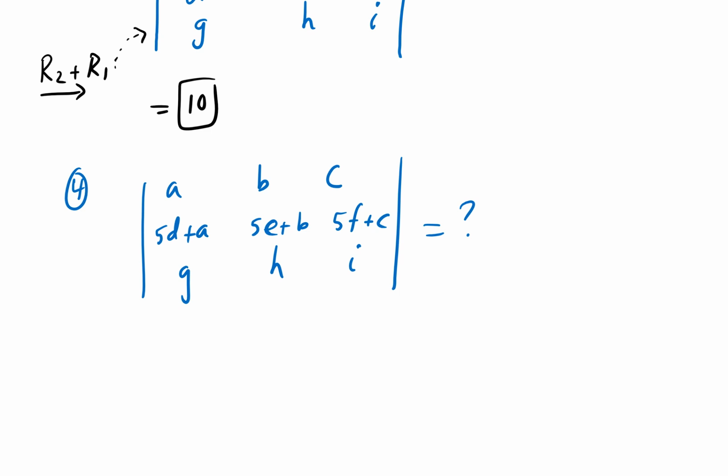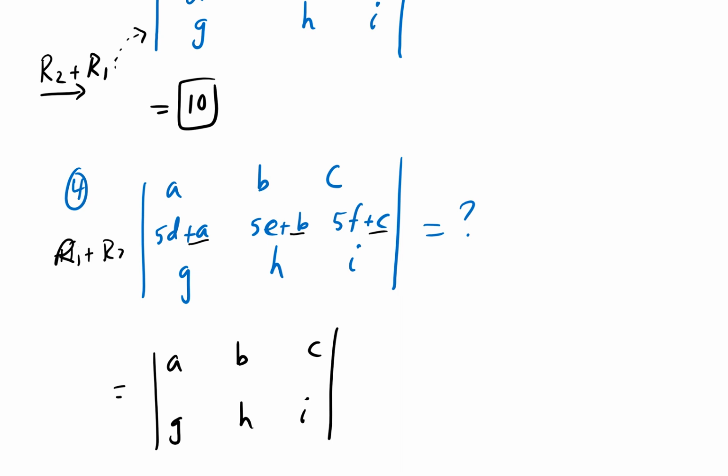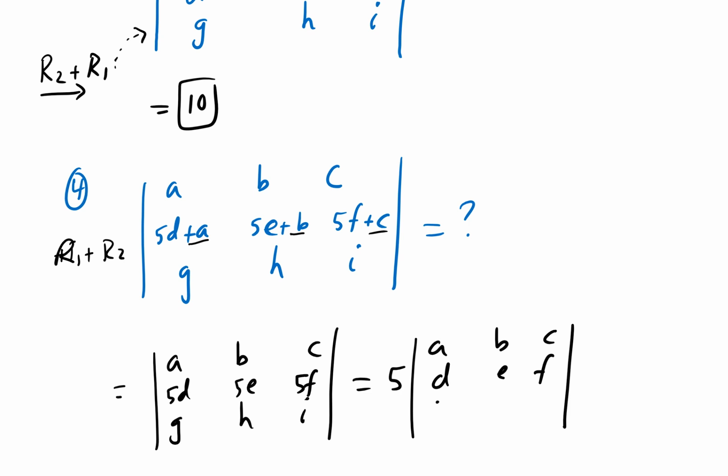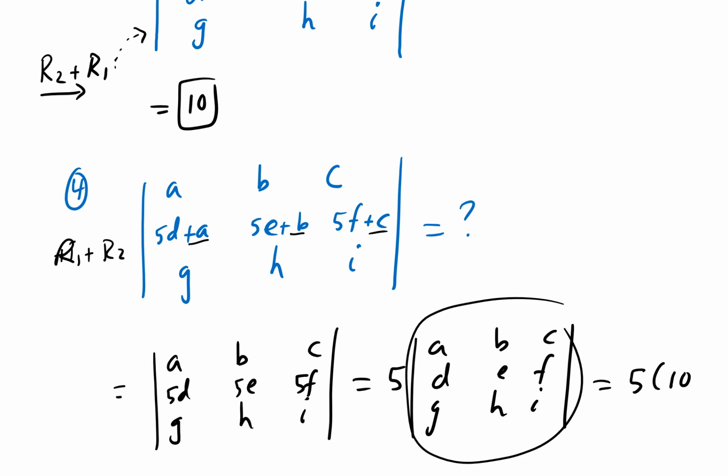Yeah, so what happened is these operations, you can drop it, it's the same. So the determinant will stay the same if you drop the plus A, plus B, plus C. So basically what they did, they took row 1 added to row 2 right after they did the multiplication. So that process addition, you can drop it. So you get 5D, 5E, and 5F. And notice you can factor a 5 out. That will give us A, B, C, D, E, F, G, H, I. This one is given 10, so you get 5 times 10, which is 50.